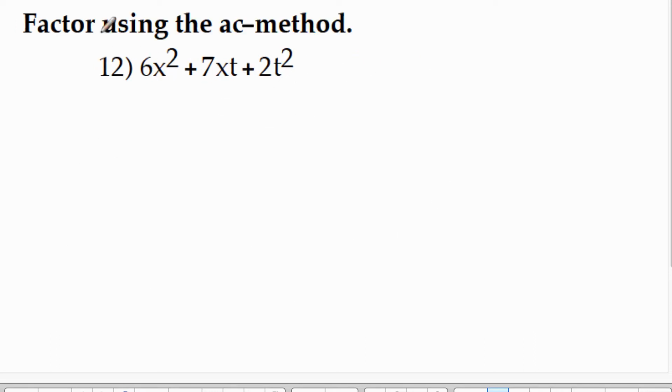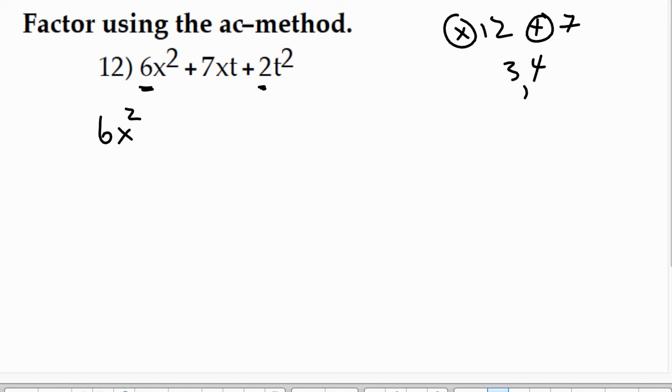Okay, next question. Factor using the AC method. Oh, that AC method. So I have to multiply the A by the C. So it's 6 times 2 is 12. So I'm looking for two numbers that multiply to 12 and add to 7. 3 and 4 has to be. So I replace the middle term with 3 and 4. So I write it as 6x squared plus 3xt plus 4xt. So there's my 3 and the 4 that I figured out. Now you have to keep that same thing in there. Plus 2t squared. Now I group factor.